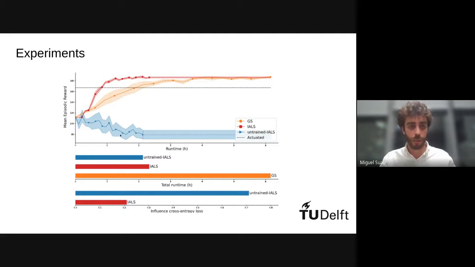And this is important because our argument was that we couldn't just use the local simulator. So the gap between the blue and the red curve confirms that hypothesis, or that argument. And then, of course, in total runtime, we see that we are much faster when we train on the influence augmented local simulator.